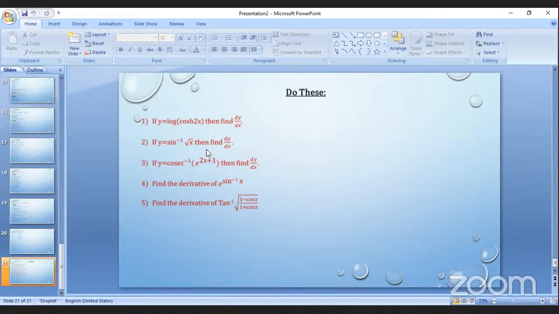Question number 4: find the derivative of e power sine inverse x. Next, last question: find the derivative of tan inverse root of 1 minus cos x by 1 plus cos x. This problem can be solved by using the substitution method. We find the direct answer.